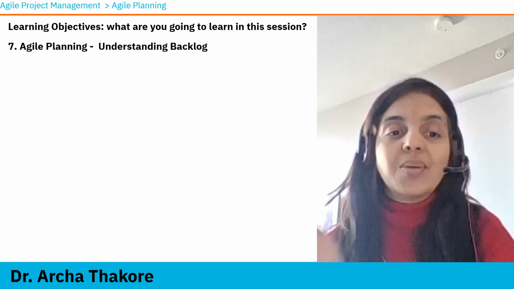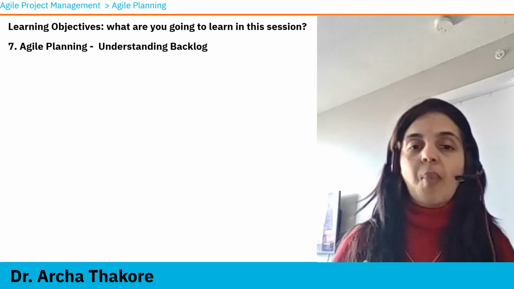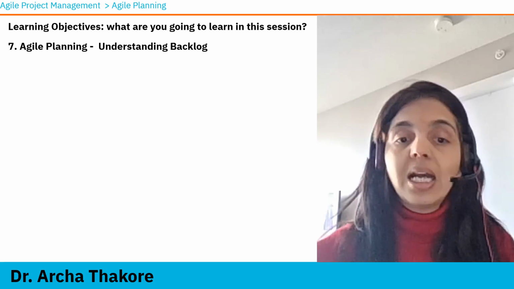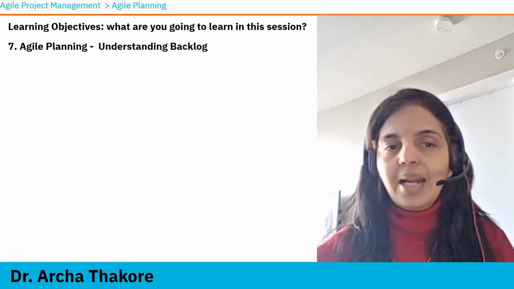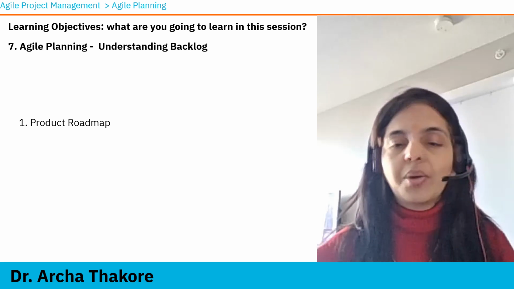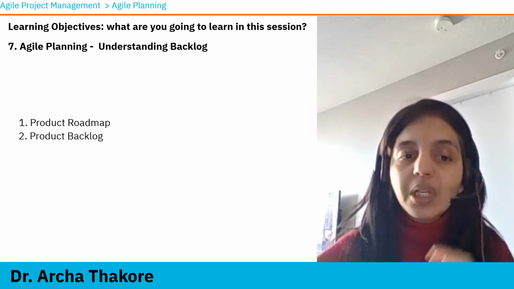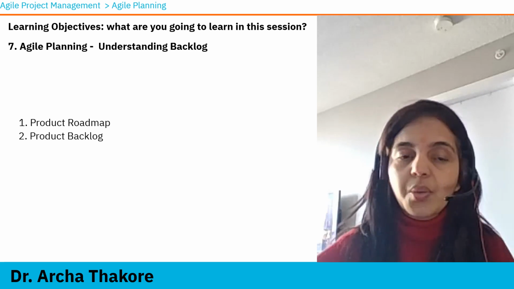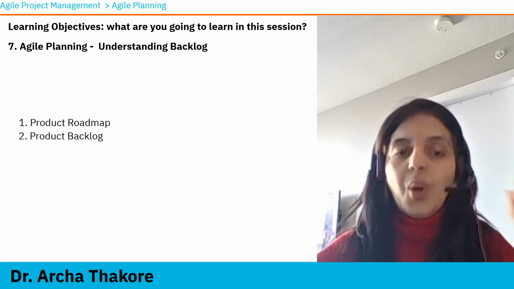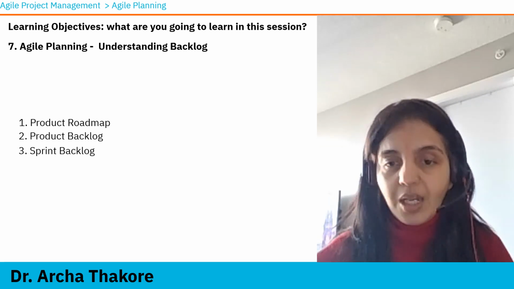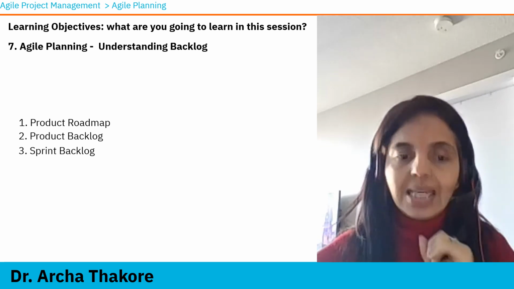Hello everyone. So lesson number 7 is about understanding backlogs. What is backlog? It's the beginning of understanding agile planning. What we are going to cover in this lesson, it's a short one. We'll talk about three concepts: product roadmap, product backlog, and sprint or iteration backlog. So let's get started.